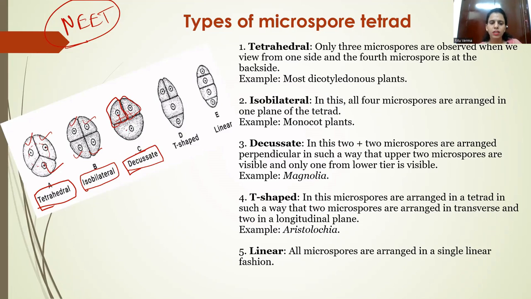These 2 microspores are arranged perpendicular, or at a 90-degree angle, to the other 2 microspores. This is one microspore, and the second microspore can be seen or observed on the other side, okay? The other side of this particular tetrad, okay?